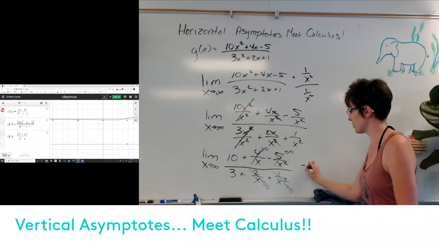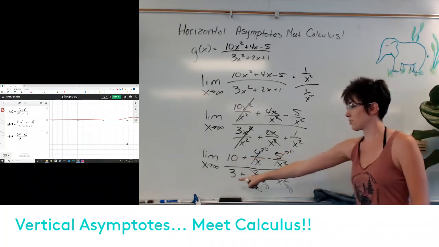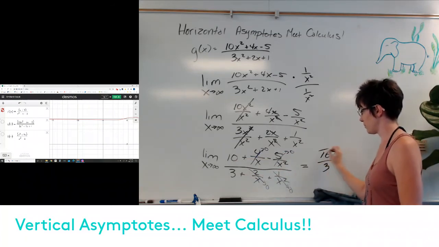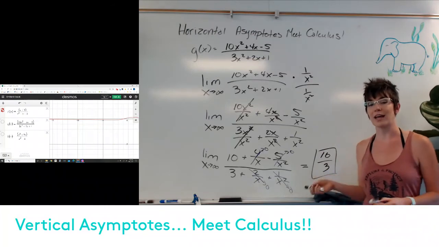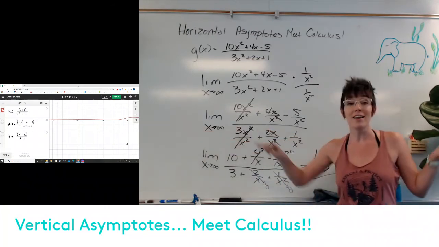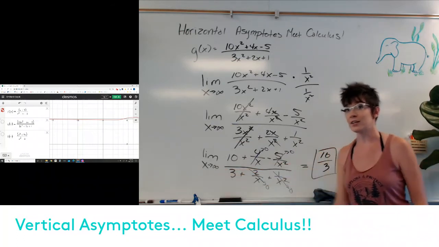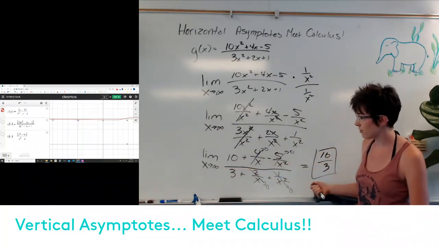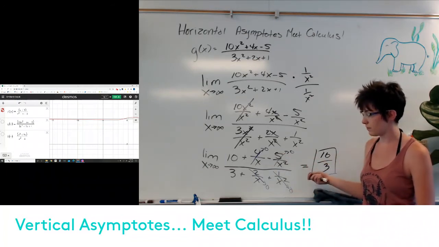And what am I left with? 10 plus zeros is 10. 3 plus zeros is just 3. So that's the limit of this function as x approaches infinity. And again, if you change that to negative infinity, you would wind up with the same idea.